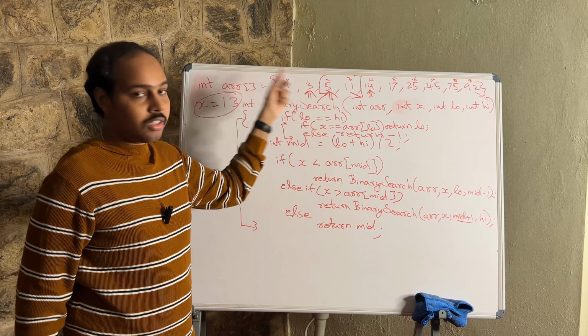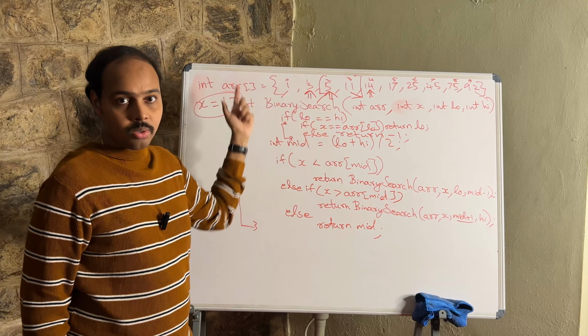Now we check whether it is to the left or to the right. 13 is less than 5? No. 13 is greater than 5? Yes. So we call the same function, but the new low should be mid plus 1. So the new low should be mid plus 1, which is 2 plus 1, 3. So this is the new low. The new high is also that. I mean, the new high is the same as the old high and it is at the third index.